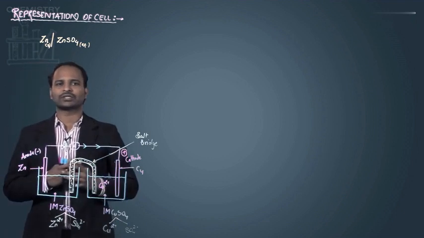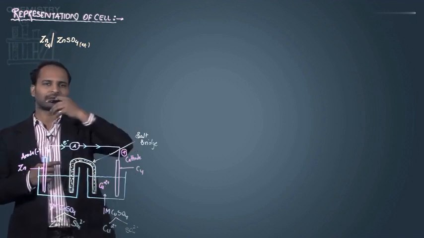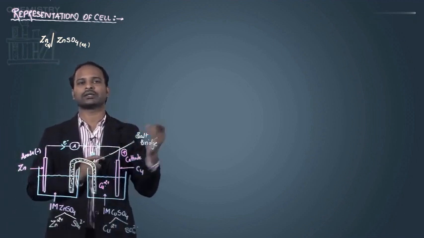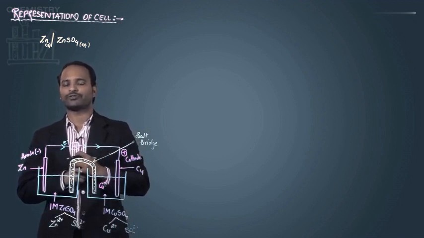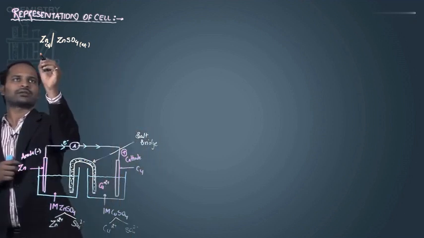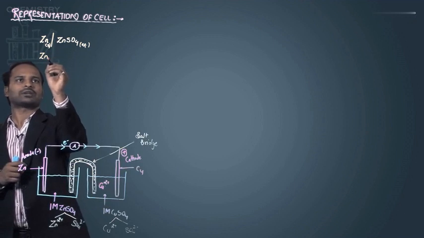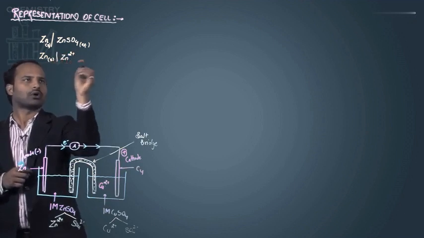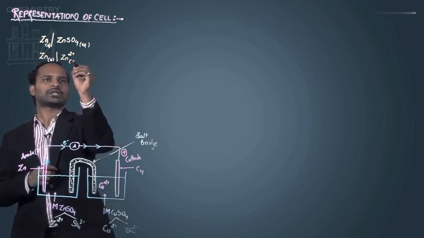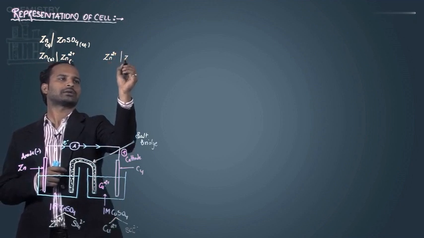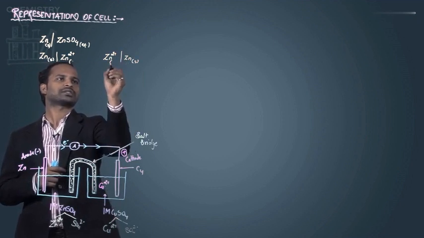Then the rule says that instead of writing the full name of the electrolyte, just mention the ion of the electrolyte which is taking part in the reaction. Zinc sulfate produces two ions, zinc ion and sulfate ion, and only the zinc ion takes part in the reaction. So instead of writing full zinc sulfate, I will write zinc, then zinc ion in aqueous state. It can also be written the other way: zinc ion aqueous and then zinc solid.